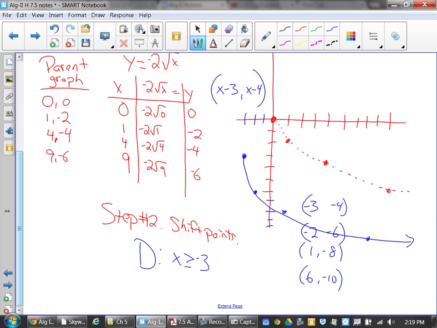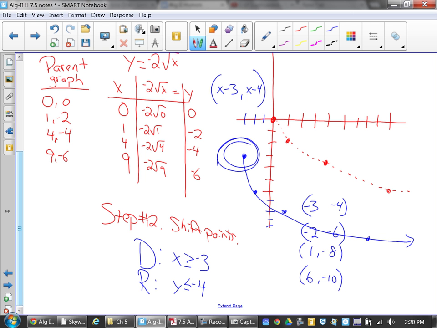My range. My range in this case, since my curve is decreasing, that means it's going to be all values of y that are less than, what was it, negative 4? Basically, your domain and range is going to occur where this shift winds up at.